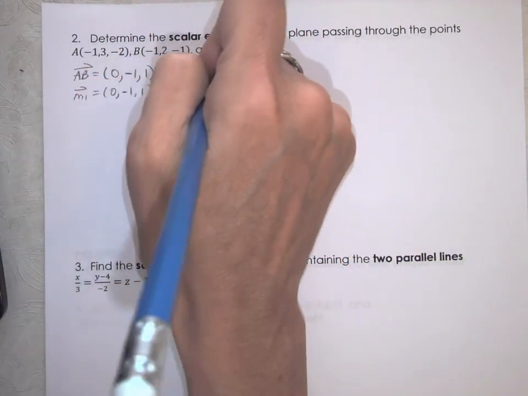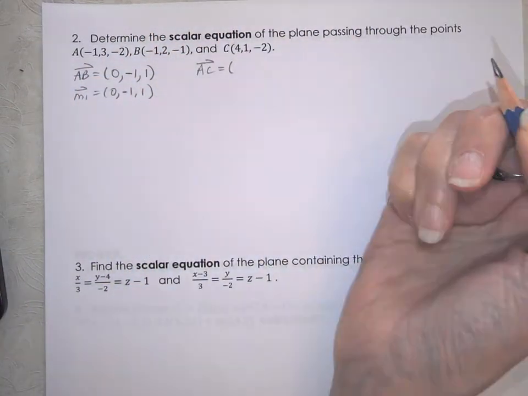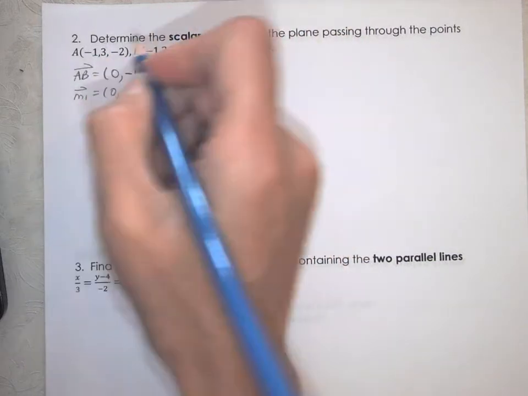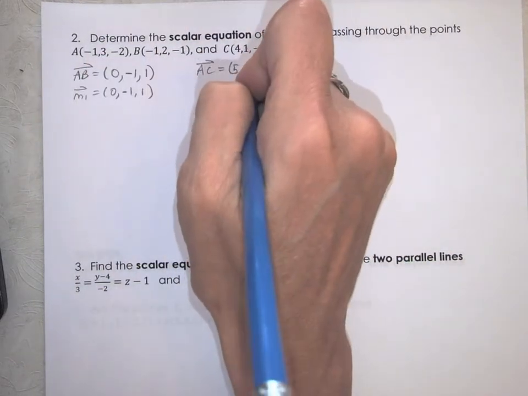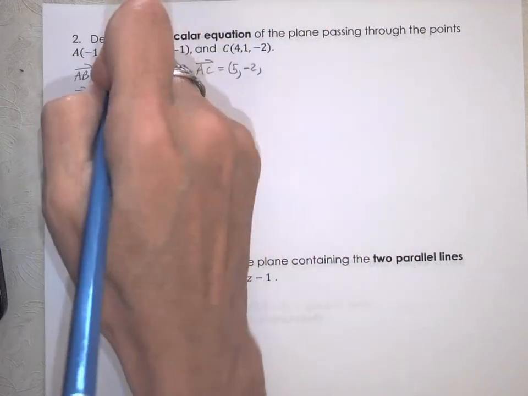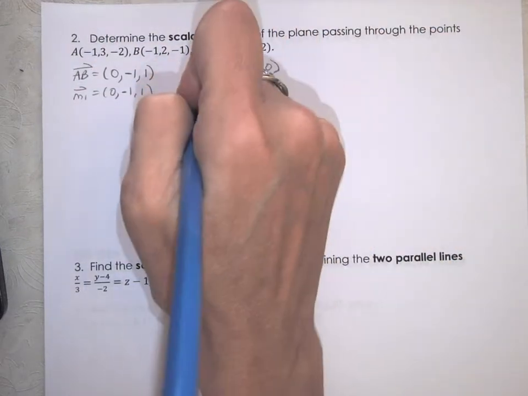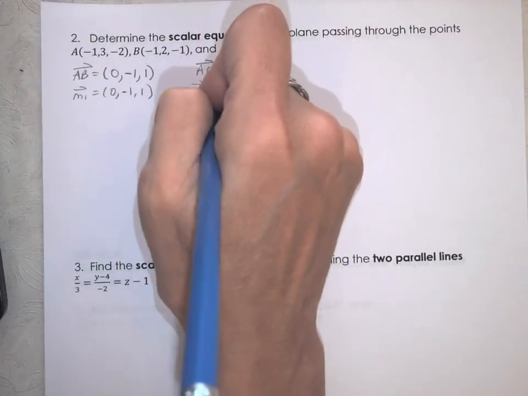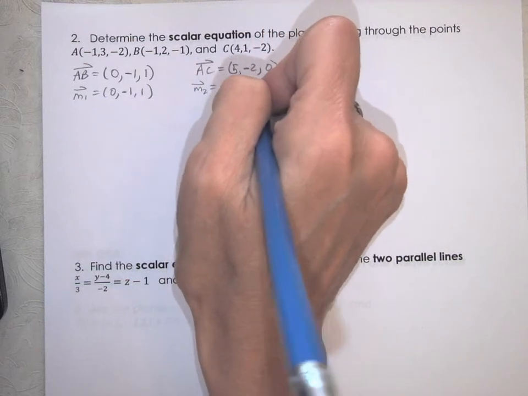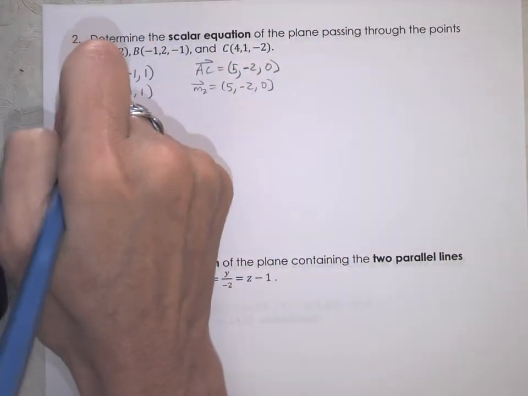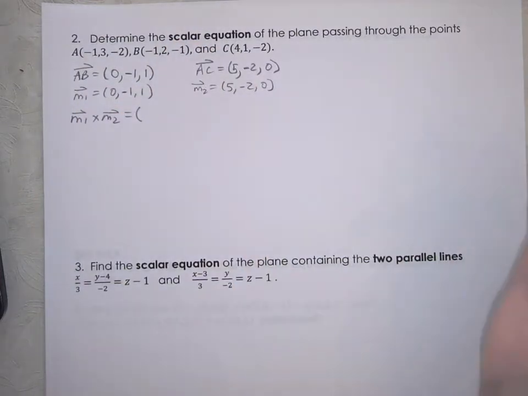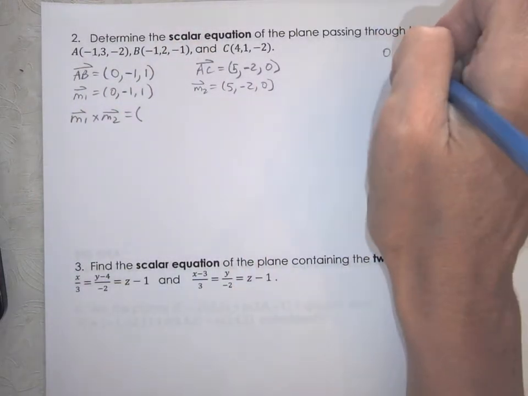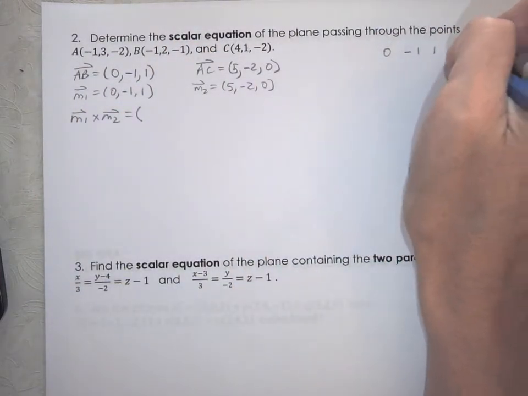And then I'll also find vector AC, so C minus A. 4 subtract negative 1 is 5. 1 subtract 3 is negative 2. Negative 2 subtract negative 2 is 0. So that's going to be my M2. And then I'm going to find what M1 cross M2 is. Either that or a scalar multiple of it will be our normal.